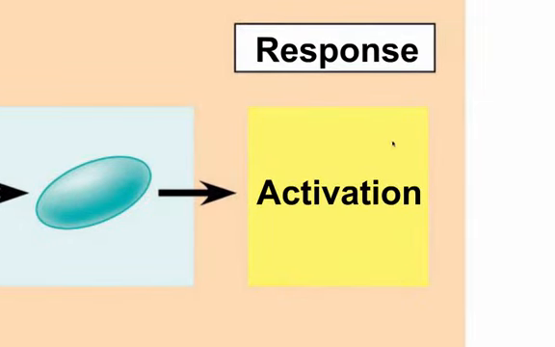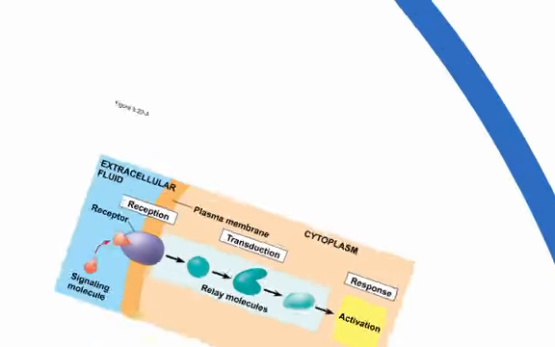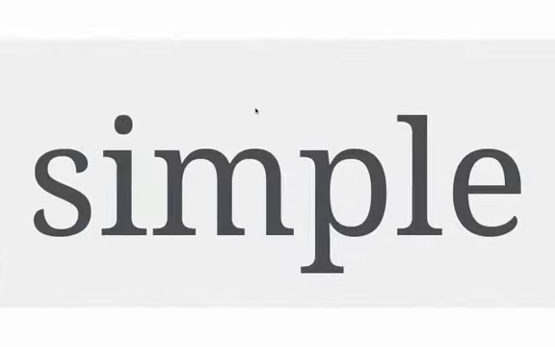The final step in the process is the response. This can be changes in the cytoplasm, in specific organelles, or in some cases, changes in the nucleus involving genes being turned on or off in the receiving cell. So some systems are actually simpler than this, so let's look at some of those simple systems first.